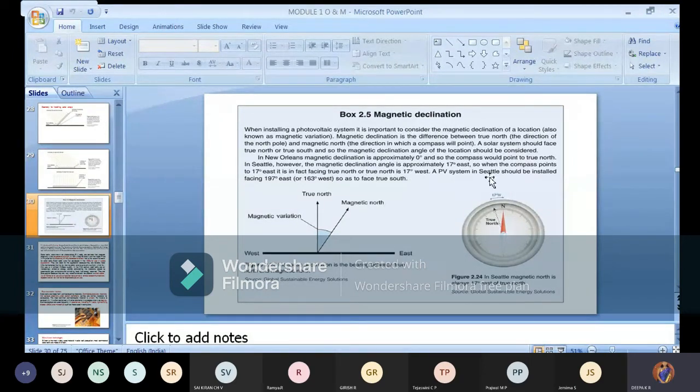So you can install this as 197 degrees east, and the other is 163 degrees west. You can use these two combinations for installing it. Depending upon the place, whether you are nearer to the east position or west position, you can make an inclination. And this magnetic declination is very, very important to place the solar collectors.